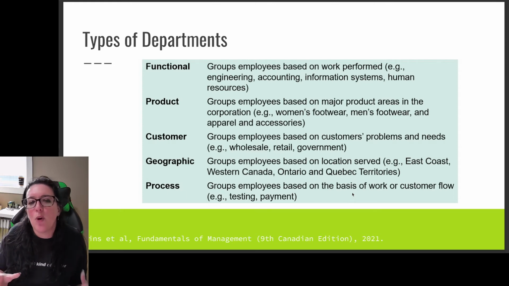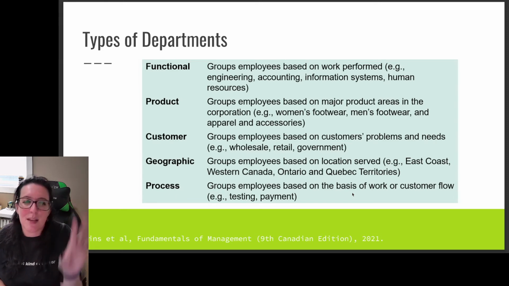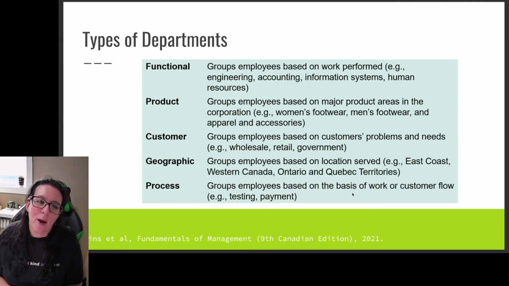Another way to group your workers is geographic. Maybe you have a company that spans multiple locations, and so then you have a group for different geographical areas. When we look at banks, they divide up their departments by geography. So we might have the Central Alberta group, we have the Northern Alberta group, in terms of the teams that are interacting with each other.